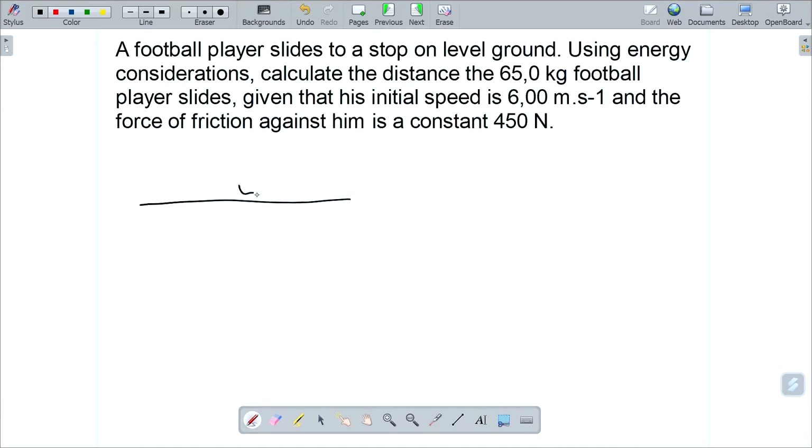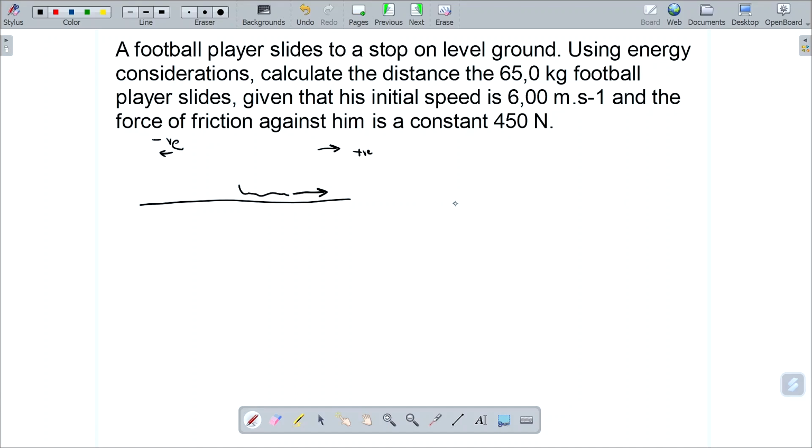So to be able to understand this, let's draw a picture. So here we've got the level ground. You've got the football player sliding in this direction. Let's say to the right is positive because a force is a vector, we can assume that there is a sense to the force, in other words, a positive or a negative, depending on the direction. But let's assume in this case, the movement to the right is positive, and then movement to the left is going to be negative. Okay?